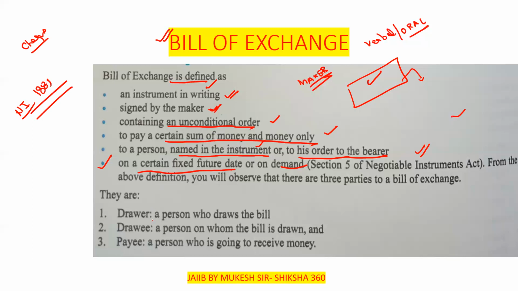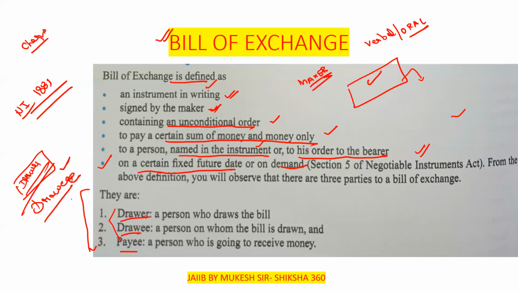The question they will ask in the exam: there are three persons in the bill of exchange, the drawer, the drawee, and the payee. Here the drawer and the payee are the same person. The bill is made by the drawer, who is going to receive the money. And the drawee is the person who is going to give the money.